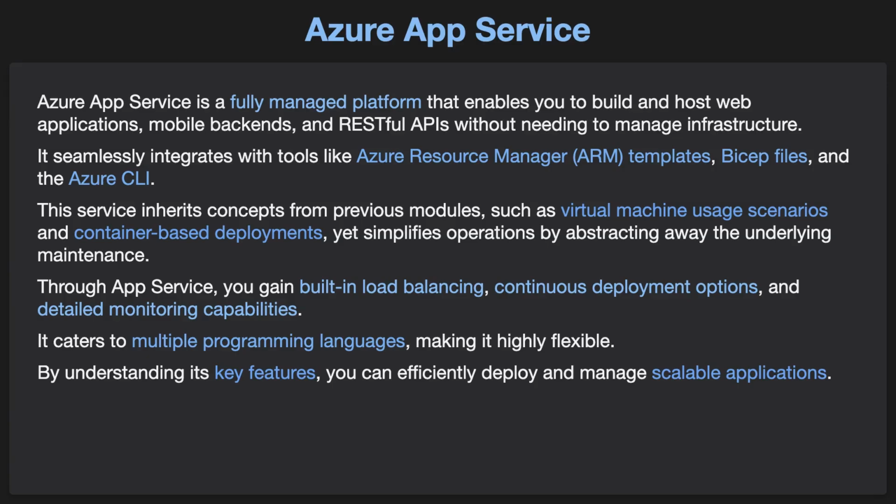Azure App Service is a fully managed platform that enables you to build and host web applications, mobile backends, and RESTful APIs without needing to manage infrastructure. It seamlessly integrates with tools like Azure Resource Manager (ARM) templates, Bicep files, and the Azure CLI. This service inherits concepts from previous modules, such as virtual machine usage scenarios and container-based deployments. It simplifies operations by abstracting away the underlying maintenance.